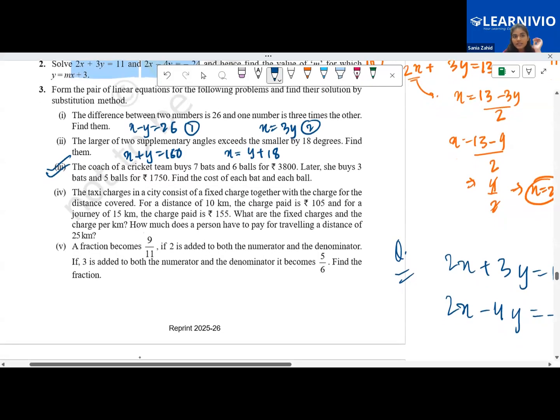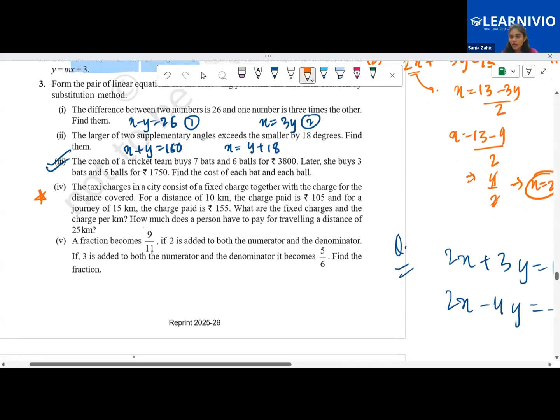The fourth question says a taxi charge in a city consists of a fixed charge together with a charge for the distance covered. Okay, now these types of questions are very important. They're often asked in exams. For a distance of 10 kilometers, the charge paid was 105, and for a journey of 15 kilometers, the charge paid was 155. What are the fixed charges and the charge per kilometer? How much does a person have to pay for traveling a distance of 25 kilometers?